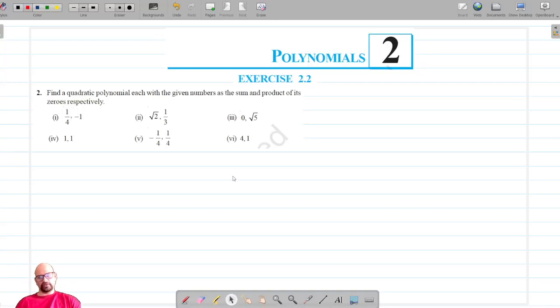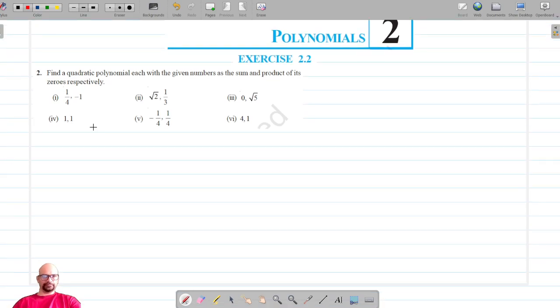Welcome to the Science Academy classes, and we are on to question number 2 of exercise 2.2, chapter 2 of polynomials. In this question, we have to form a quadratic polynomial for which we have the sum and the product of its zeros. So let's consider the first one.